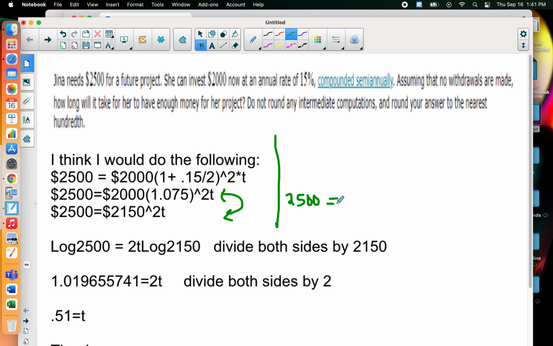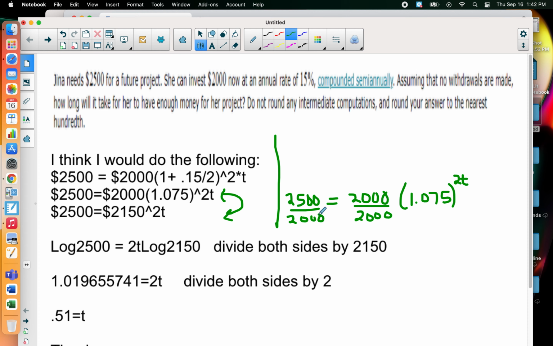2,500 equals 2,000, and you're going to multiply it times this amount right here. Unfortunately, you don't know what this amount is because it's not 1.075. It's 1.075 raised to the 2t power, and you have no idea what t is. So you've got to divide right here. You've got to divide by 2,000. I know, real crazy, but you got to do it.